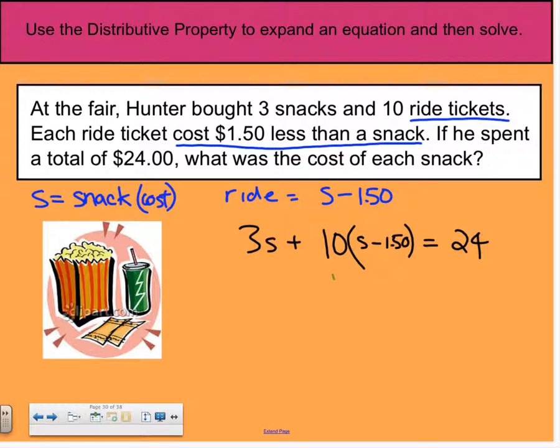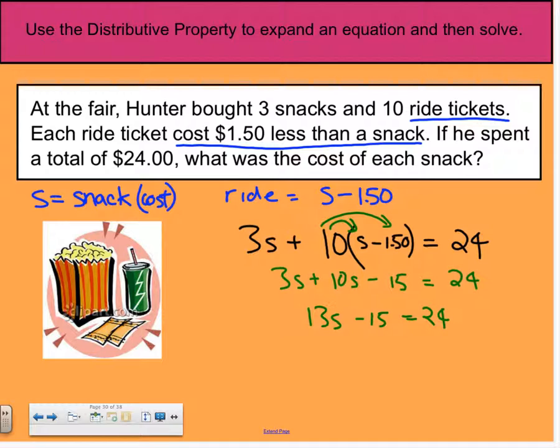I've got 10S, right? And I bring down that subtraction sign. What's 10 times 1.50? 15. All right. Now I have 3S plus 10S minus 15 equals 24. Well, I can combine 3S and 10S, correct? Correct? Yes? Okay, what's 3S plus 10S? All right. Now I have 13S minus 15 equals 24.